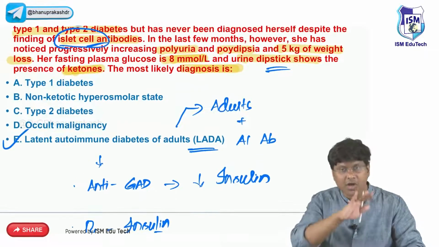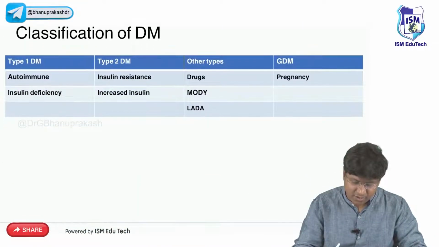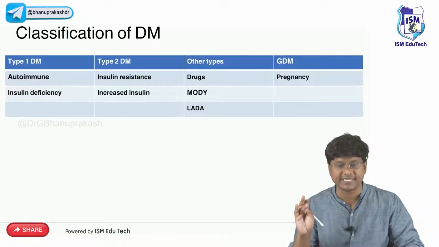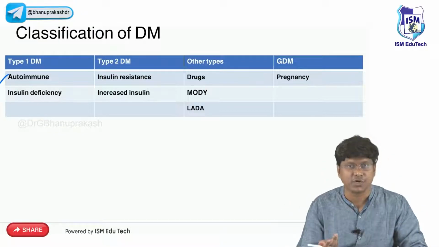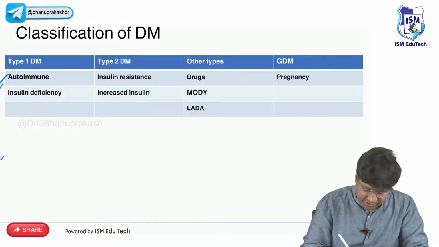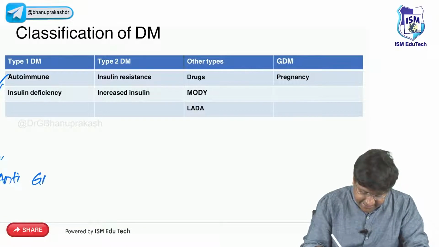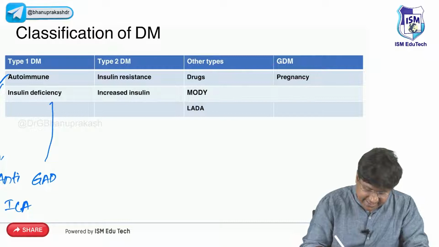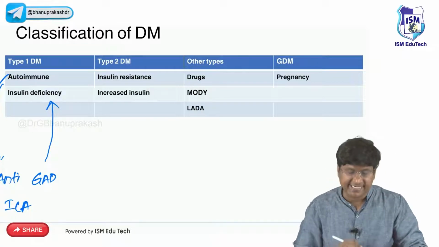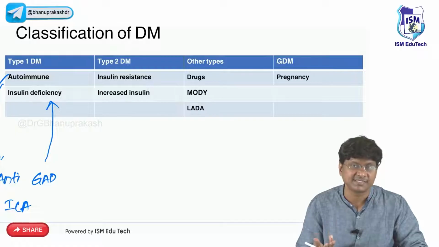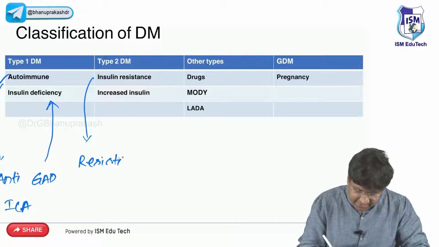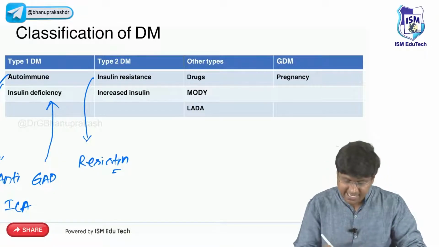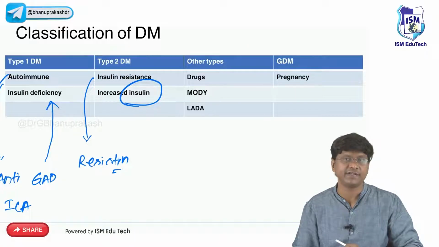Then what are all the other forms of diabetes mellitus? Type 1 diabetes mellitus, type 2 diabetes mellitus, other types, as well as gestational diabetes mellitus. So type 1 is what? It's an autoimmune condition. The antibodies are anti-GAD antibodies, then you have islet cell antibodies. They will cause beta cell destruction, causing insulin deficiency. In type 2 diabetes mellitus, insulin resistance is the pathogenesis. Why is there insulin resistance? That is because of the chemical mediator resistin, which is being released. And there will be increased insulin in case of type 2 diabetes mellitus.